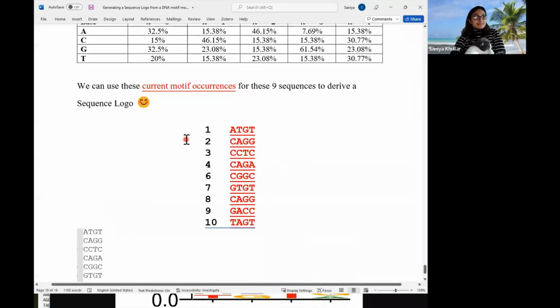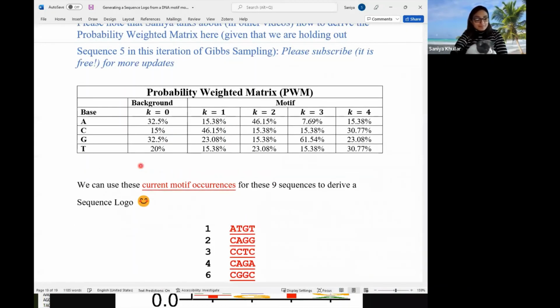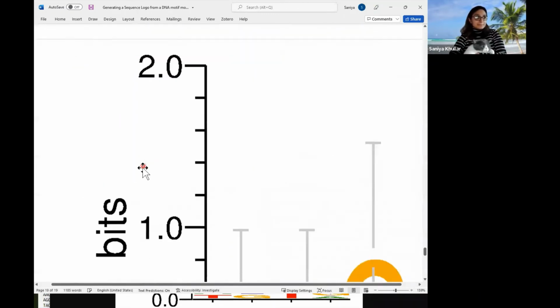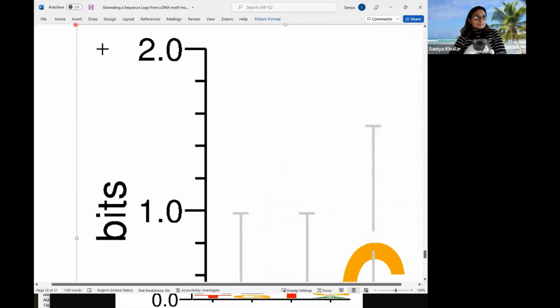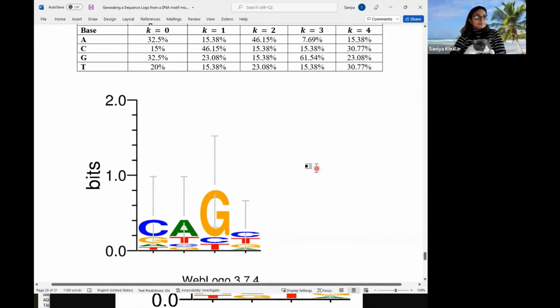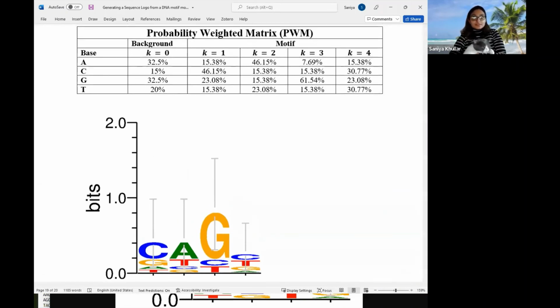It's pretty neat, right? So for our sequence logo, let me paste it here that we generated. Again, for this sequence logo, we do not really look at the background probability. We do not look at this at all. We're just looking at the motif part. So we're looking at this part here: K equals 1, this is 2, and then this is 4.